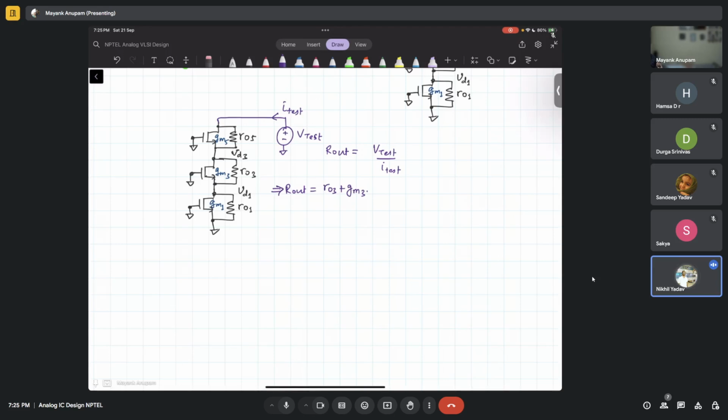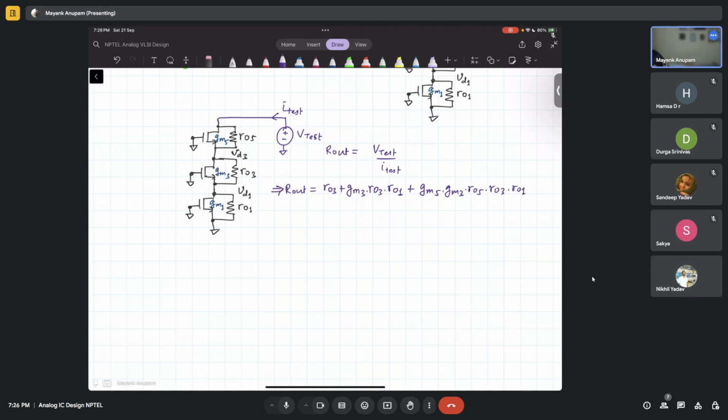So how did I take it? GM3 and GM1. Sorry, GM3 into RO1 RO2 RO1, RO3. And the last term is GM5, GM3 into RO1, RO5, RO3, RO1. Yes. Is it correct?